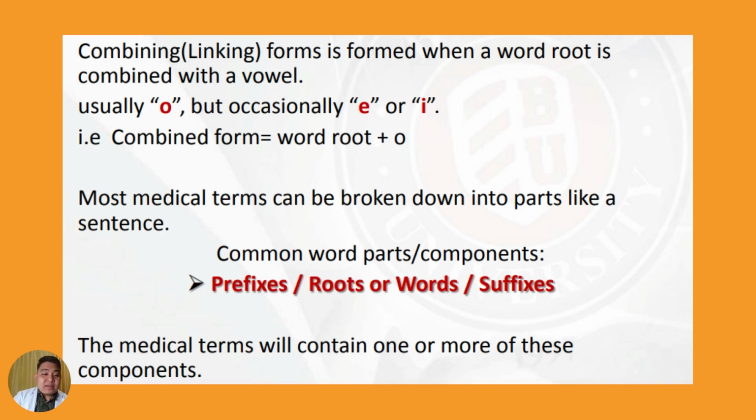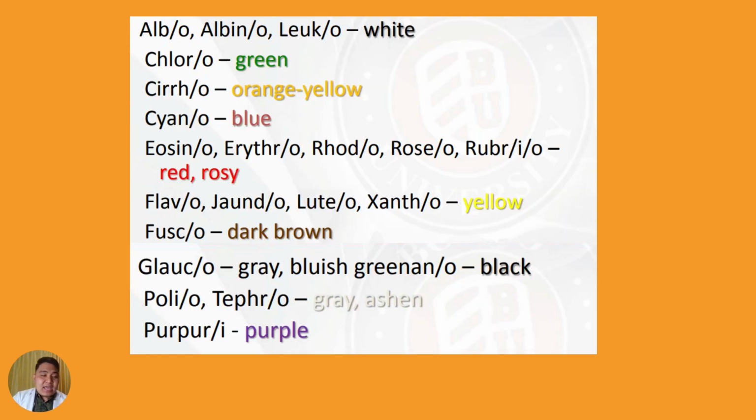Okay, most of the medical terms can be broken down into parts, like a sentence. It starts with the prefixes, root words, and then suffixes. So the medical terms will contain one or more of these components. Okay, let's see it in the succeeding slides. Here are the combining words.